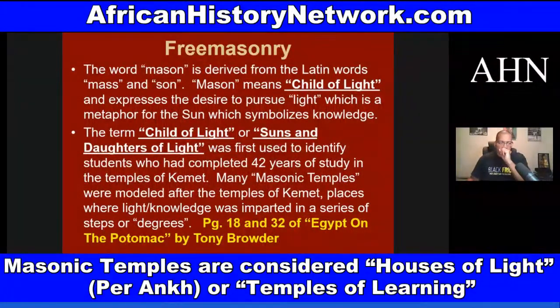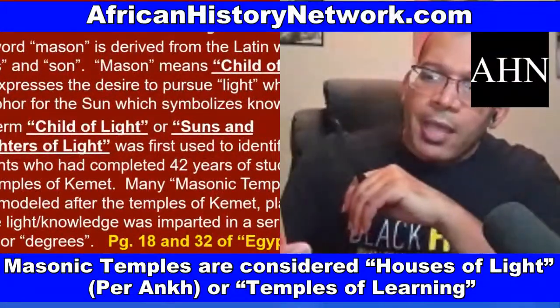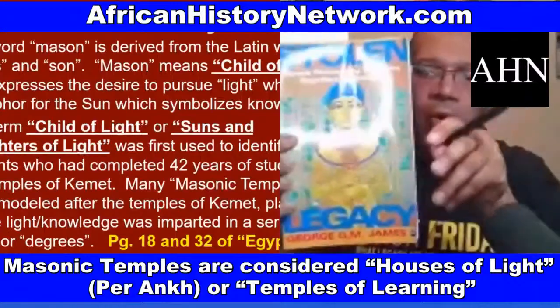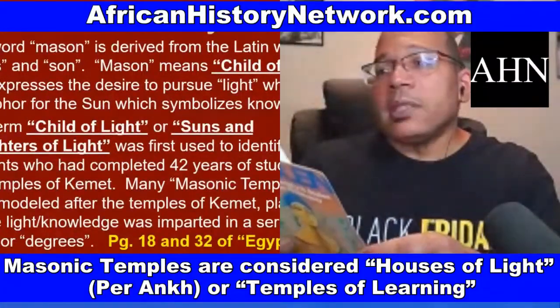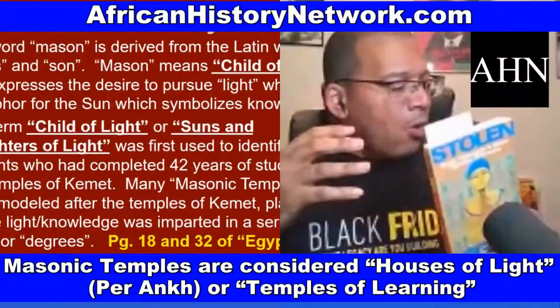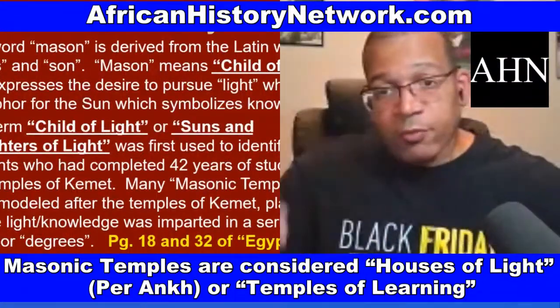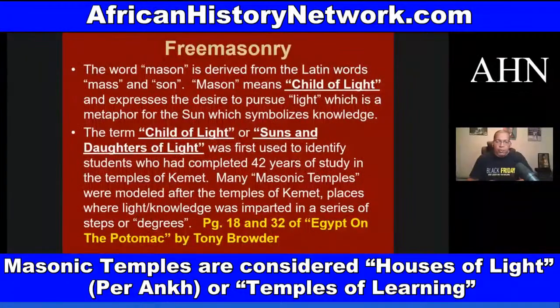When you read Stolen Legacy by George G.M. James, here's a copy of it right here, Greek philosophy is stolen Egyptian philosophy. This is an old copy that I got December 8th, 1993, when I was in college. He talks about the 7 liberal arts, the arithmetic, the logic, the rhetoric, things like this, the trivium and the quadrivium. And he also talks about how the Moors were the custodians of the ancient Egyptian mystery system as well. And they're going to take these teachings into Europe.